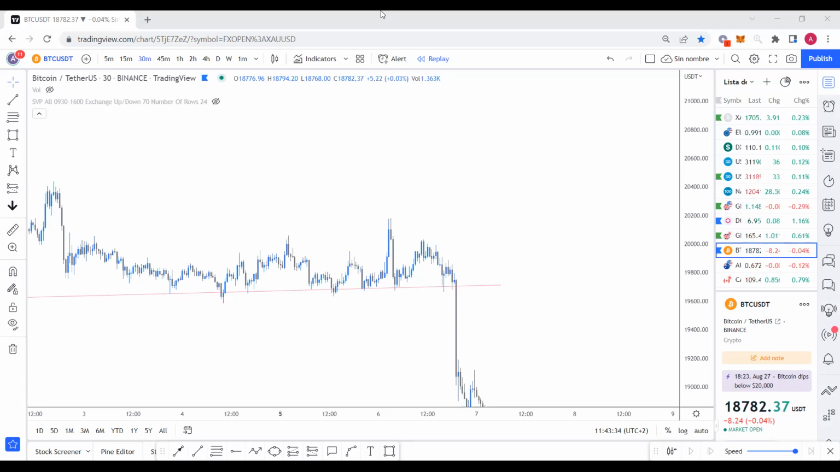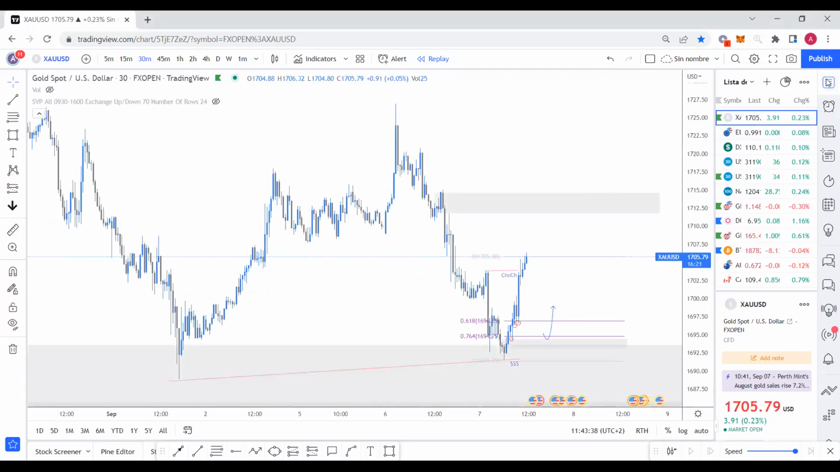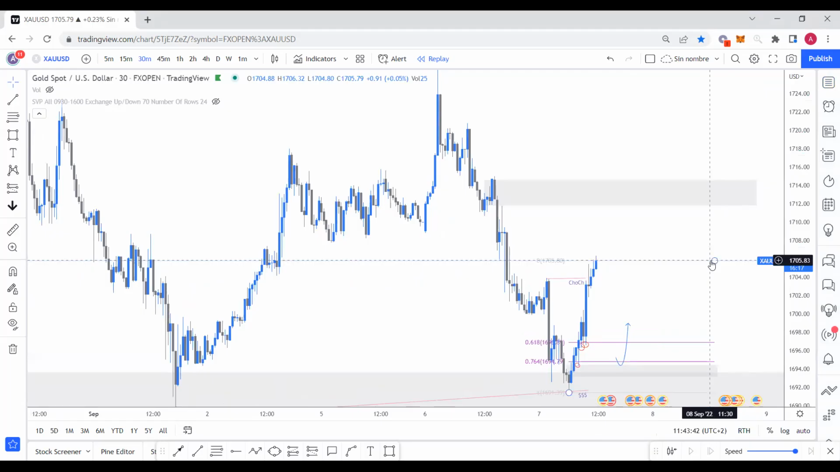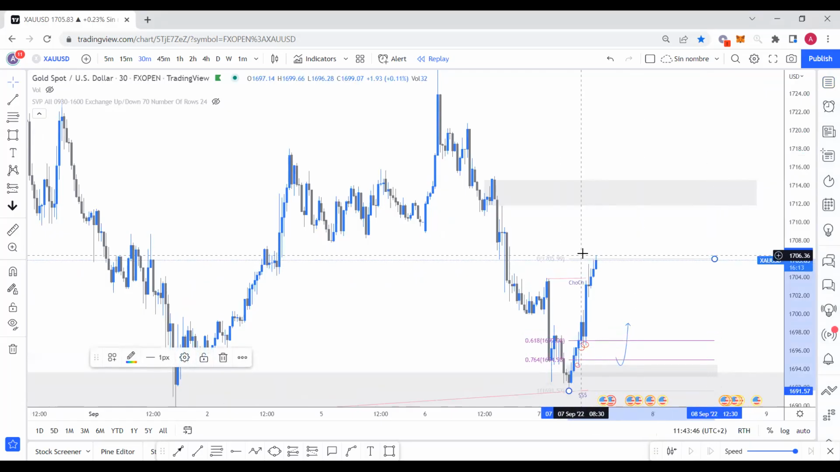I will be sending out the setup we've just analyzed for gold on the pro group. But we have to wait. I will wait for price to create a high. Once price creates a high, then I will trace the Fibonacci, and then I will send out the setup.